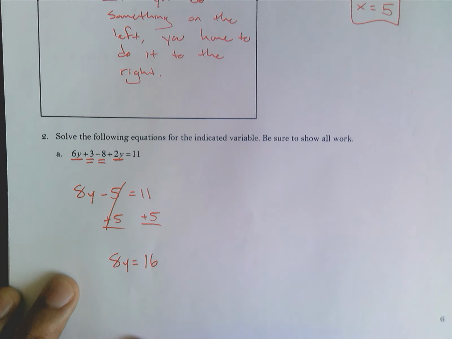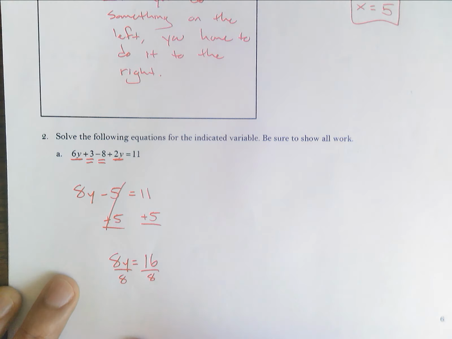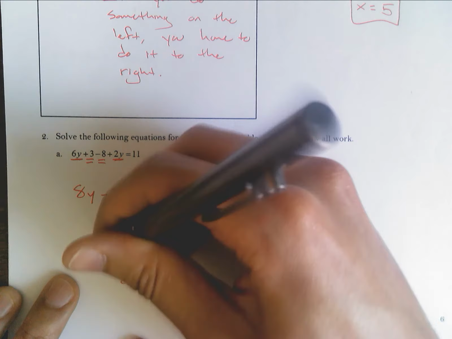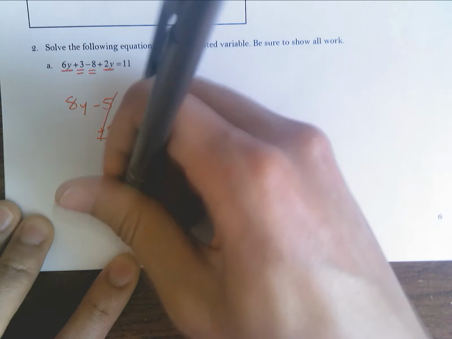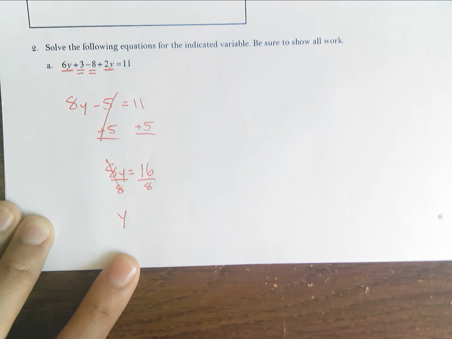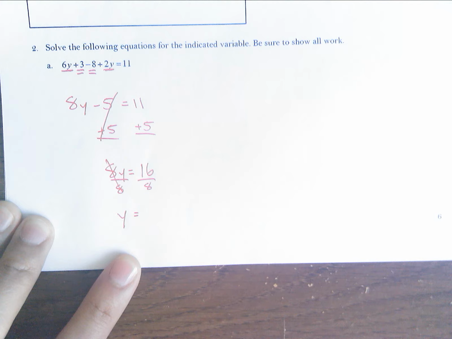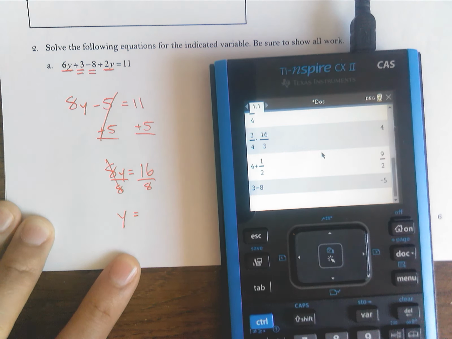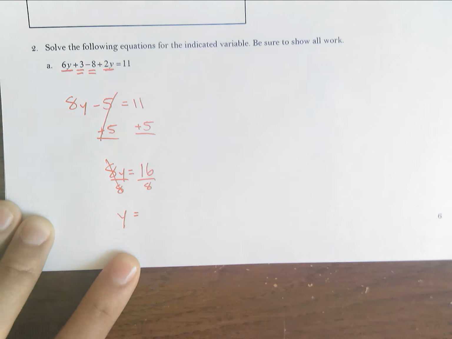Okay. Next up, we've got 8 times y. So in order to get rid of the times 8, we divide by 8. We do that to both sides. So the 8 over 8 cancels. And we have just y on the left-hand side equals 16 divided by 8. You can plug that in your calculator. 16 divided by 8 equals 2. So y equals 2.